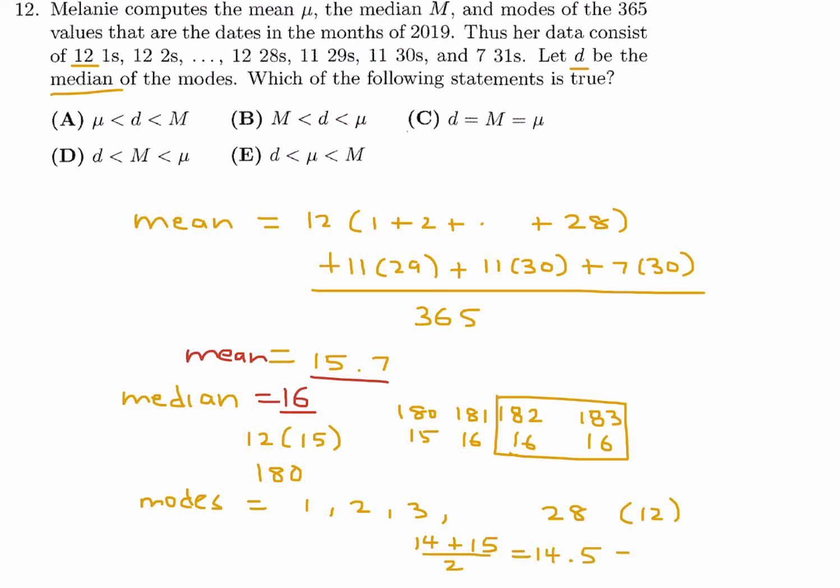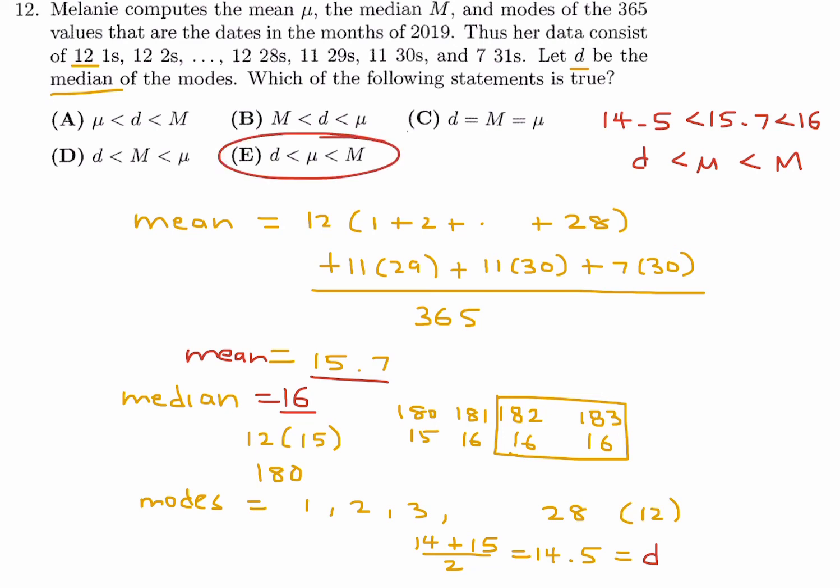So this represents my D. This is what they talk about in the question stem. Now I have to rank the mean, median, and mode, and to me it looks like 14.5 obviously is less than 15.7, which is less than 16. So D is less than the mean, which is less than the median. So in terms of the answer choices for number 12, it is E.